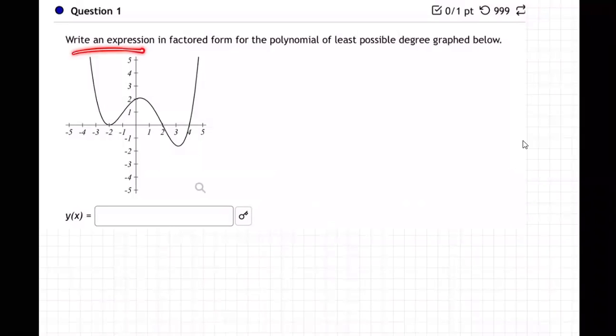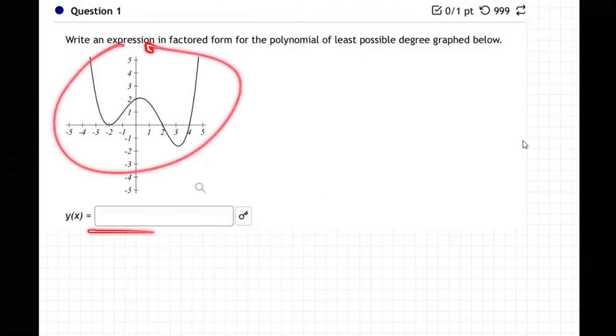Okay, so write an expression in factored form for the polynomial of least possible degree graphed below. Okay, look, they're giving us fancy polynomials. They want us to basically take this and write an equation. That's kind of wild, isn't it?